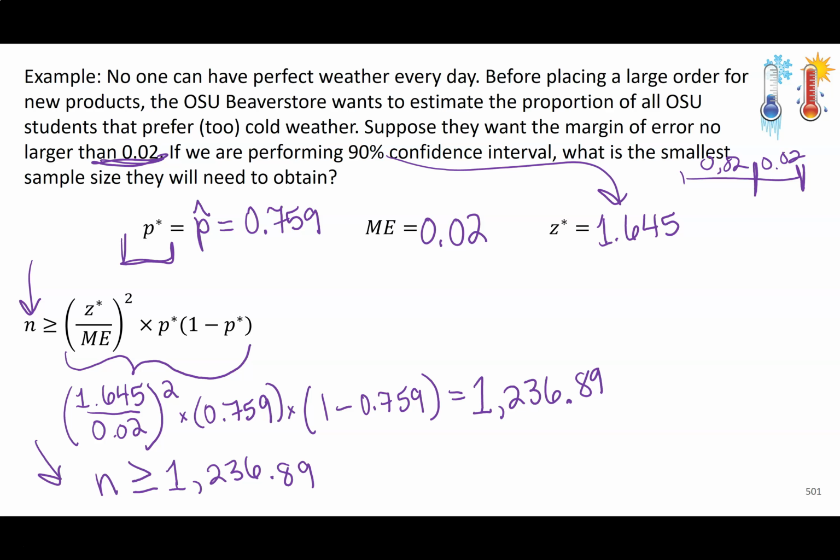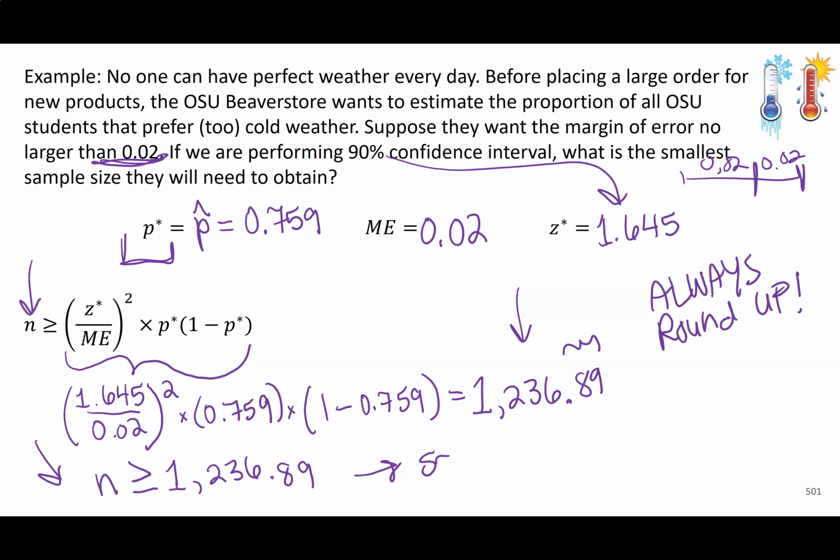So remember, when you go out, and since these are people, you can't sample 0.89 people. So you have to think about rounding here. In fact, we're always going to round up, because if you think about it, if I need a sample size of at least this much, 1,236 won't be quite enough. So always round up in this case. Anytime you're doing a sample size calculation, always round up.